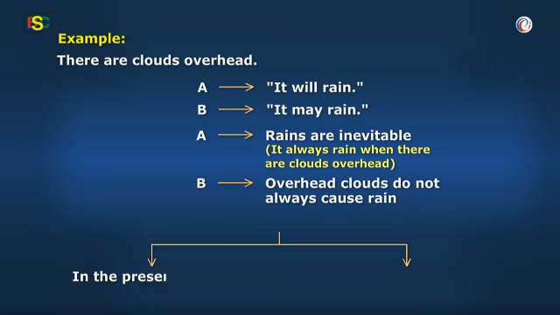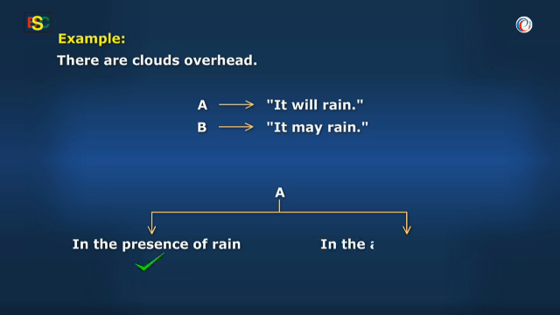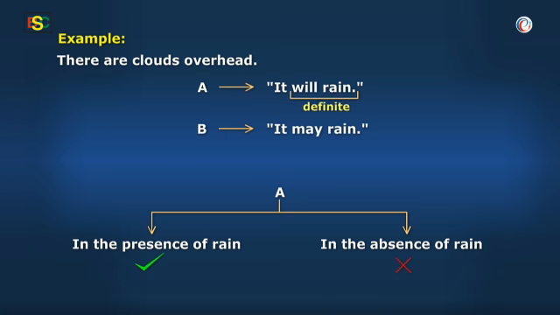Thus, if it were to rain, A would be correct. But in the absence of rain, A would be wrong. This is because he has used the definite will rain. But B is correct in both the cases. This is because he uses the non-definite may rain. Okay, Vidya? Yes, Baba.